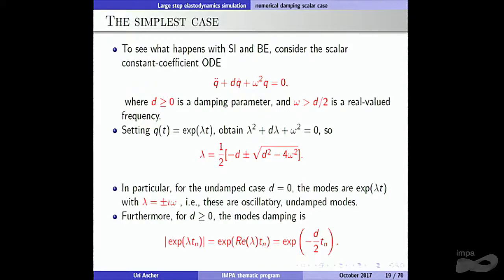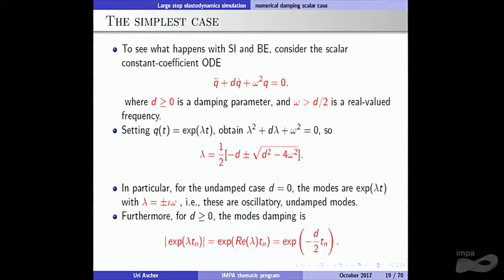So you substitute this here, and the derivative of Q will be lambda times Q, times the same exponent. The second derivative of Q will be lambda squared times the same thing. You drop the Q and come up with the equation lambda squared plus d lambda plus omega squared equals 0. And we can solve that. Here's the solution. Notice that we assume that omega is large, so this is negative, therefore this is an imaginary part, and this is the real part.